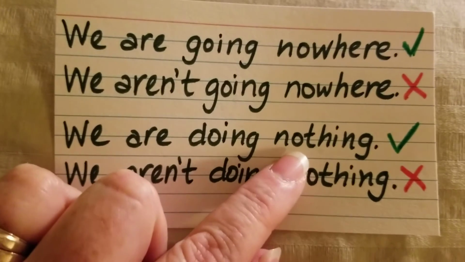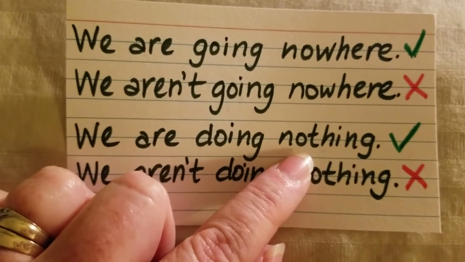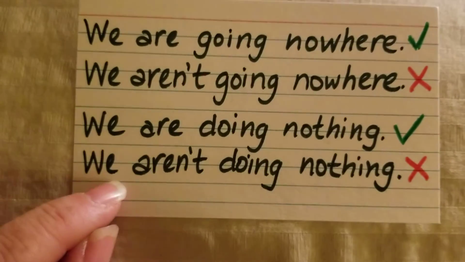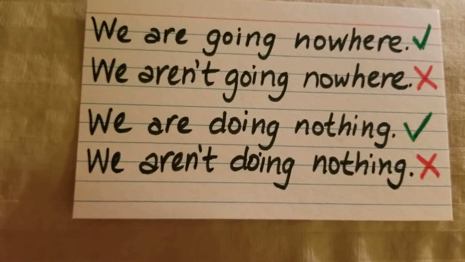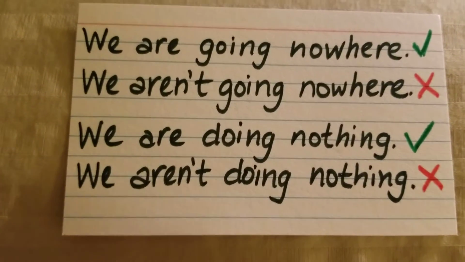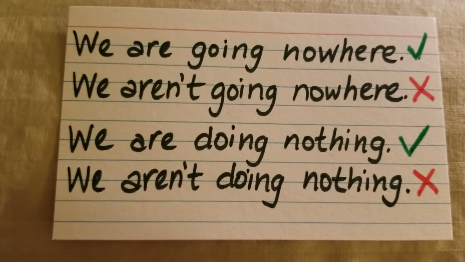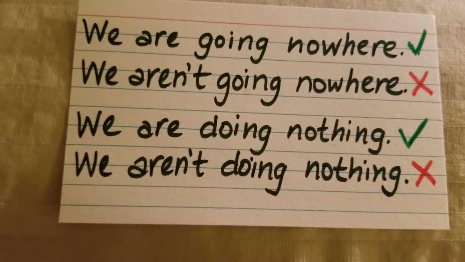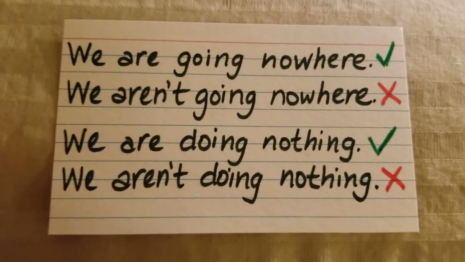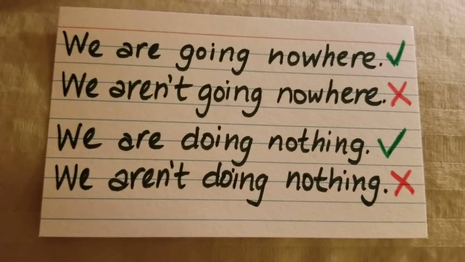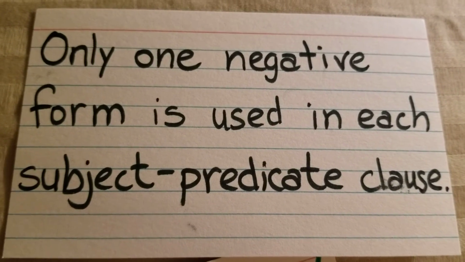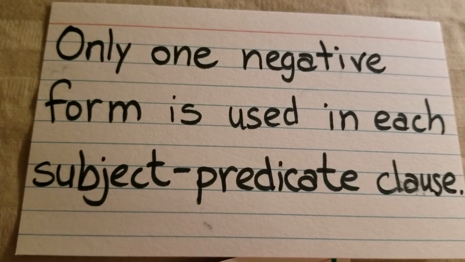We are doing nothing. That's an acceptable sentence for standard English. We aren't doing nothing. Well, again, this is another kind of sentence that will confuse the listener. I have students that are saying, we aren't doing nothing. Well, it means they're doing something, and it's not the assignment I gave. So therefore, these are examples of using the negative where there was only one negative form that is used in each subject predicate clause.